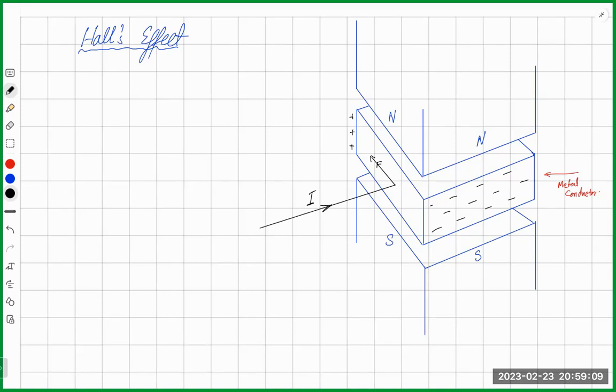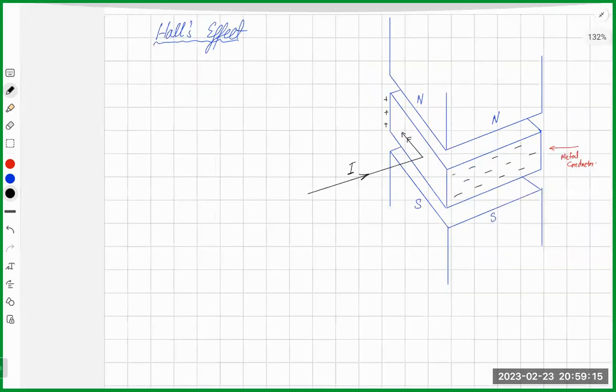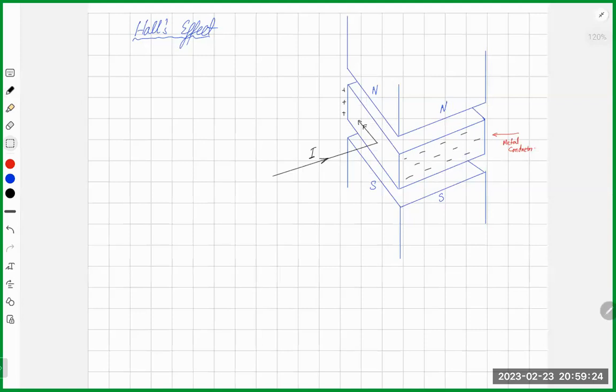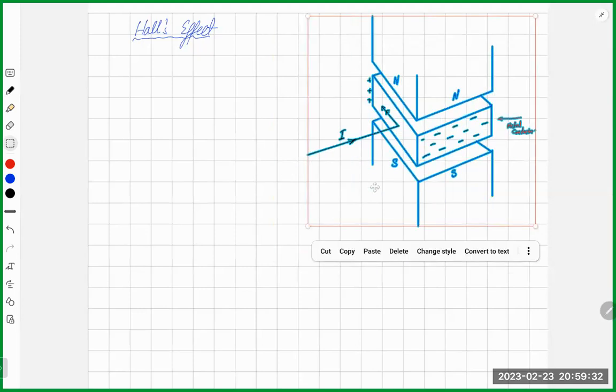Now, as I usually do, first I try to explain it in a 3D diagram, and then we go back and make a 2D diagram. So let's say this is the conductor.